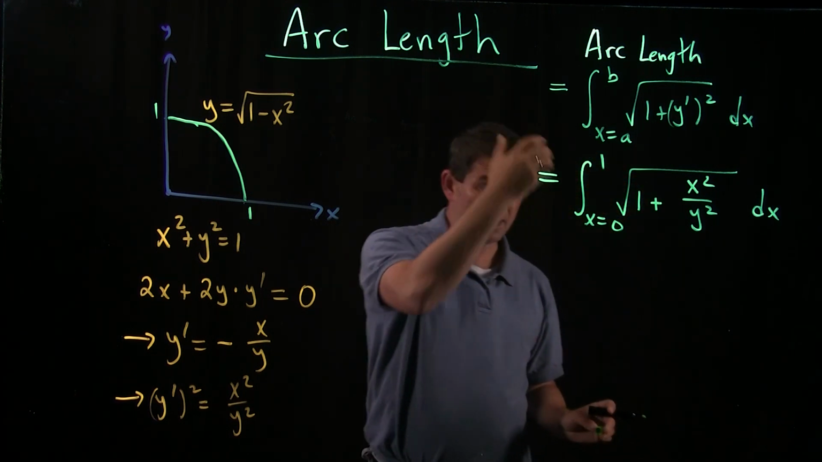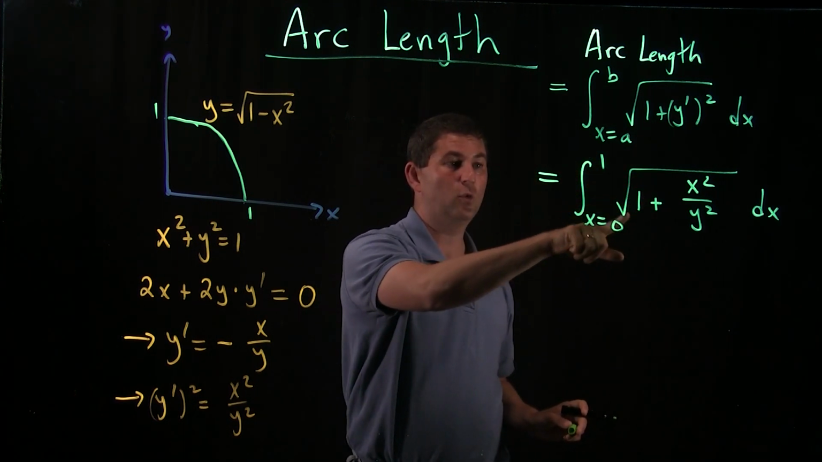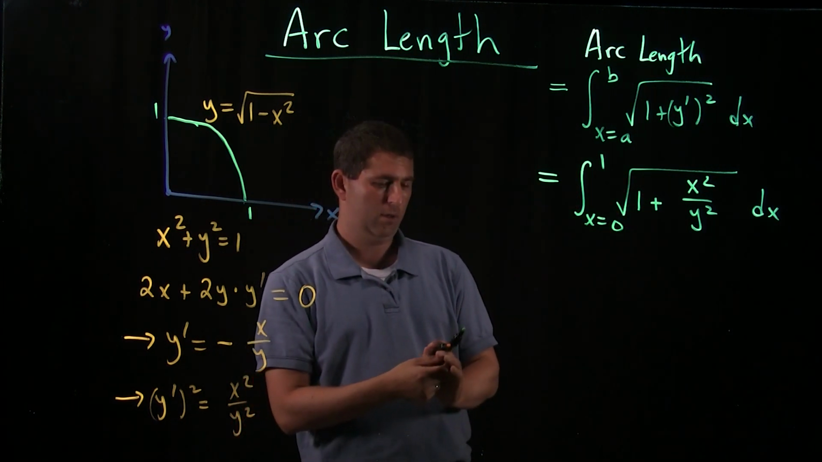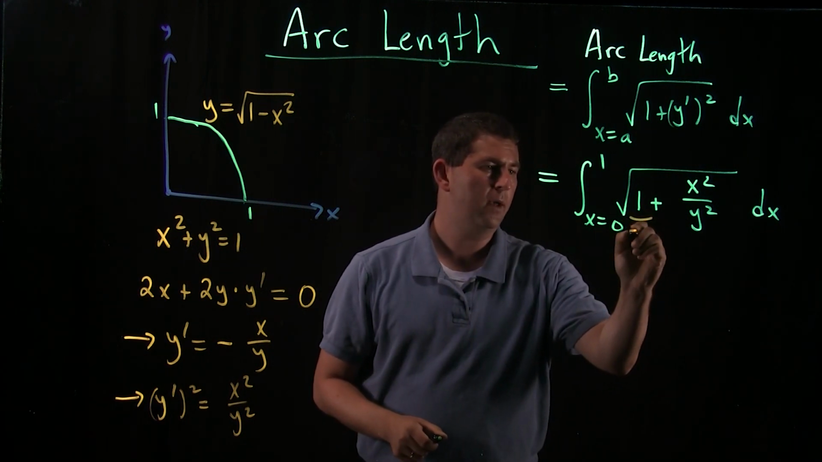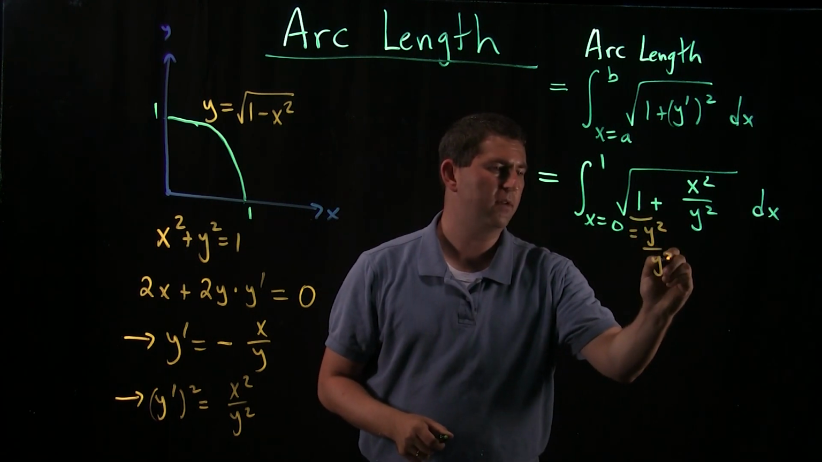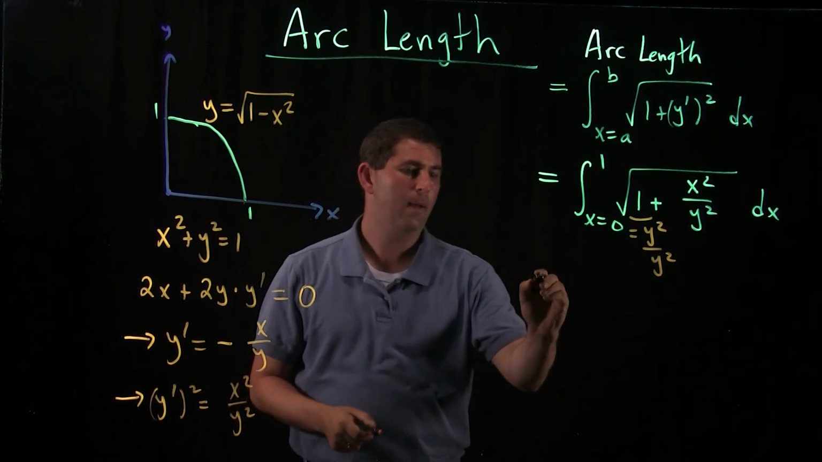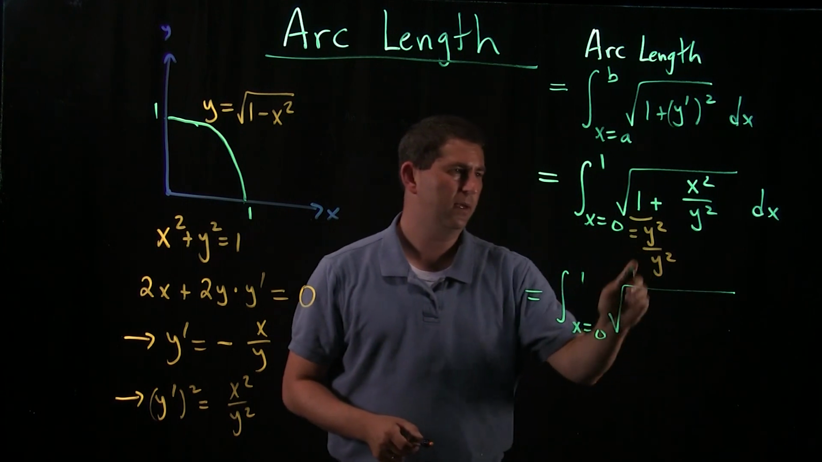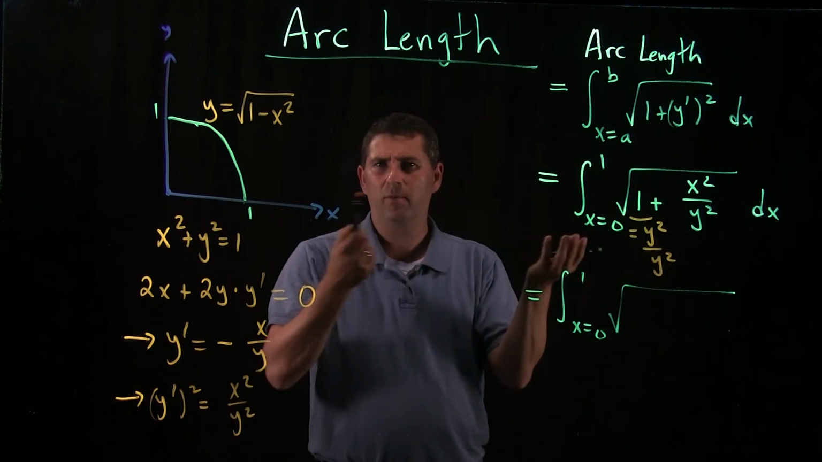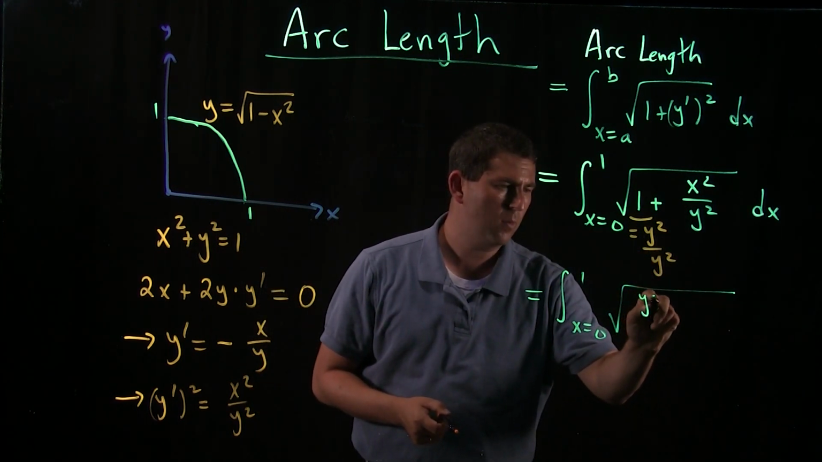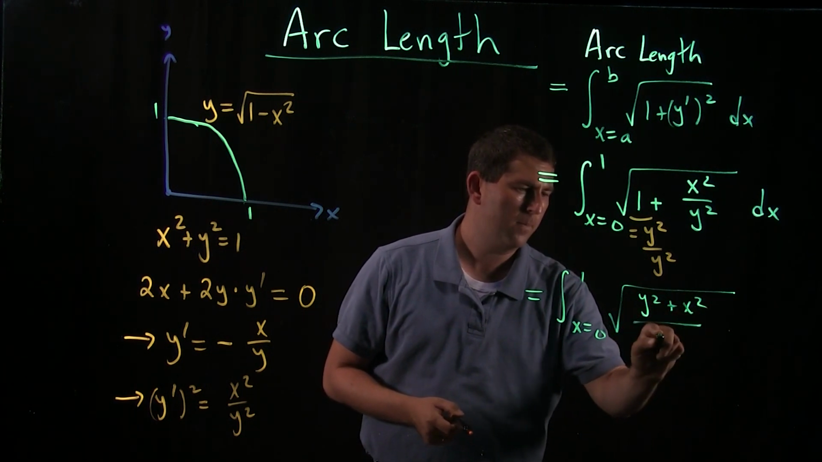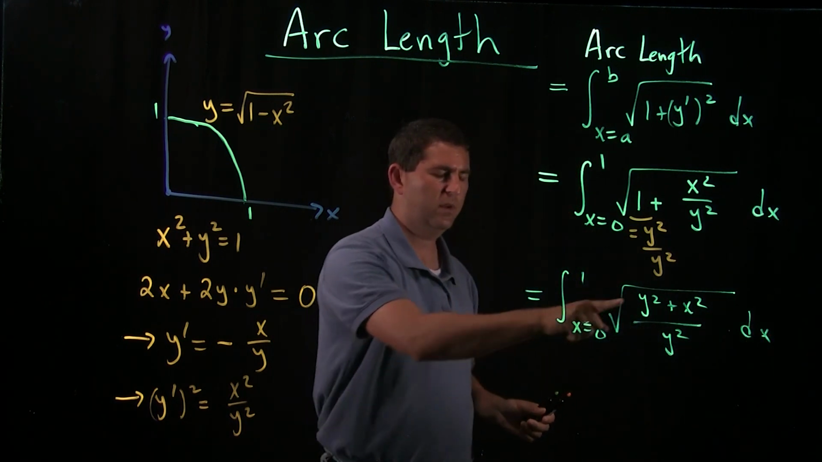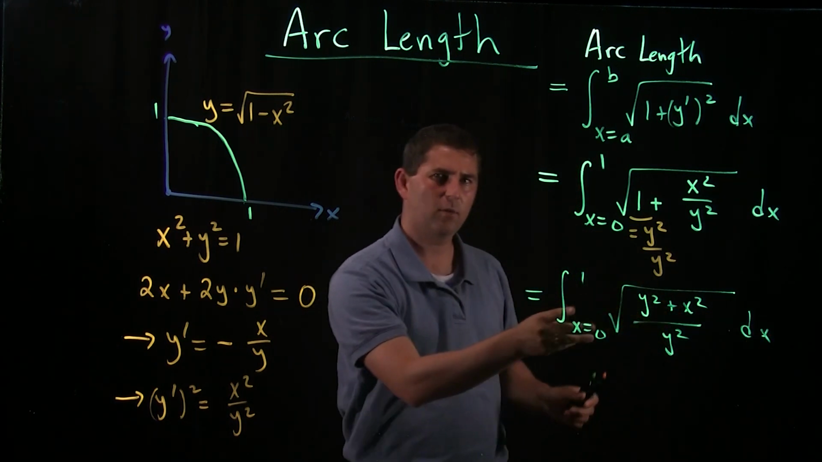All right, we're not super thrilled that we have this y squared, but that's okay. We can mess around a little bit. What if I turn this 1 into y squared over y squared? Because now I have the integral from 0 to 1 of the root of, I have a common denominator, that's why I did it in the first place, y squared plus x squared over y squared dx. And y squared plus x squared is the same as x squared plus y squared.